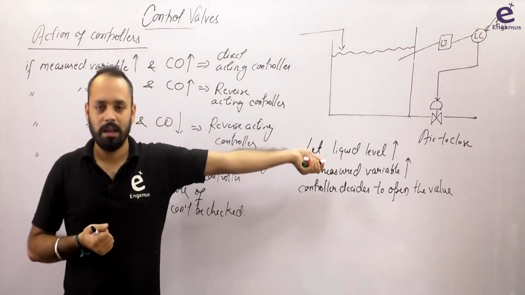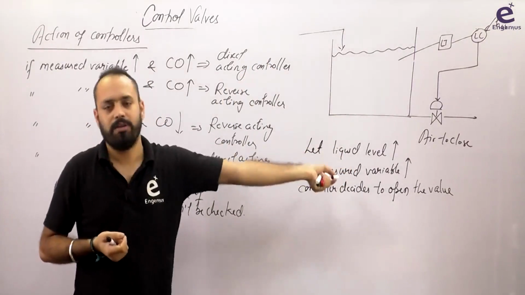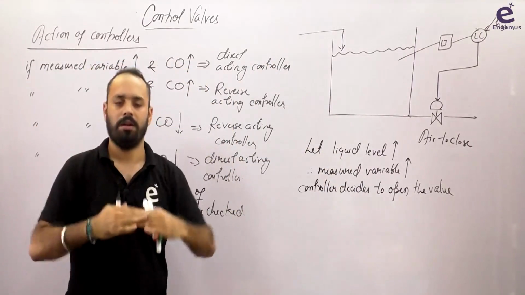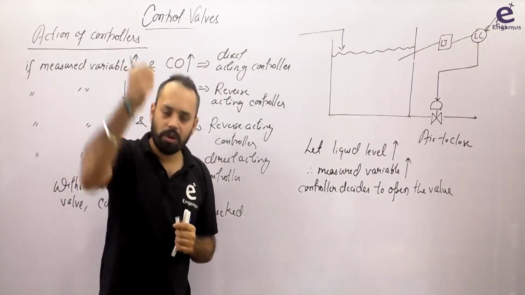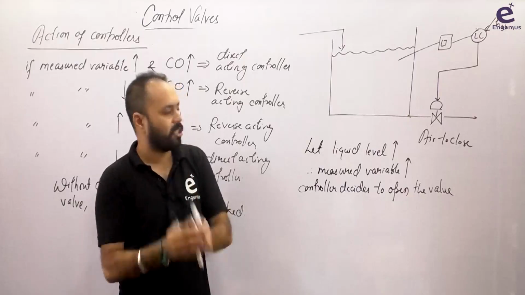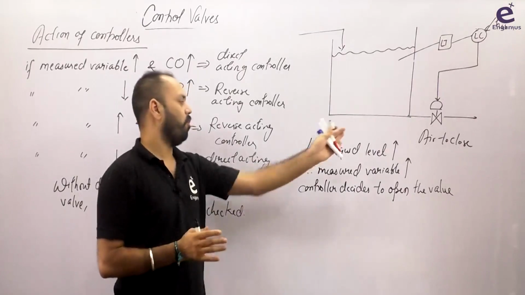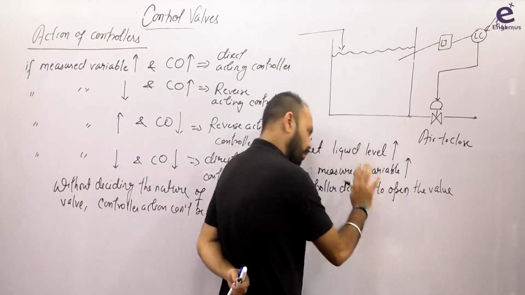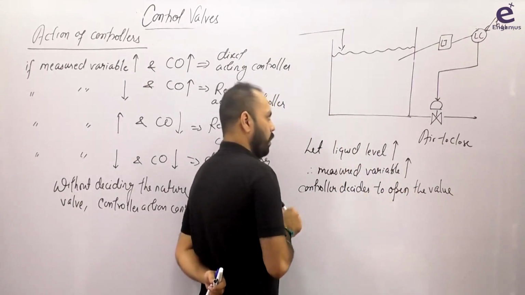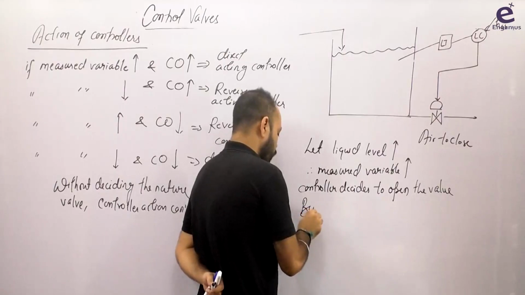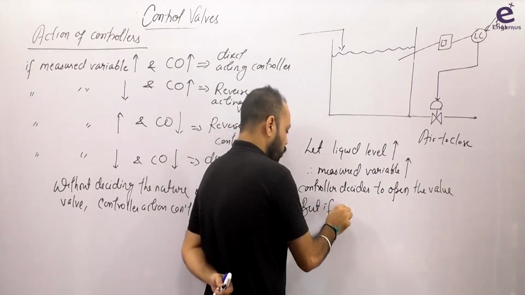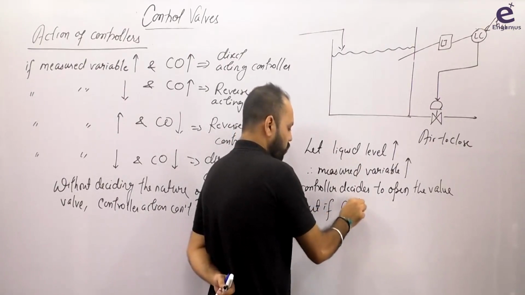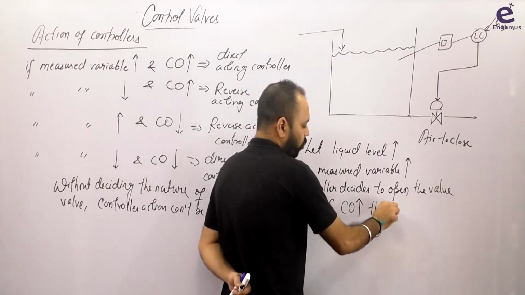वॉल्व को खोलना है भाई, है ना. Valve has to be opened so that the liquid level comes down. For the coming down of the liquid level this valve must be opened, but this valve is air to close. Controller decides to open the valve and that is the right decision, right? But if controller output increases, then valve will close.